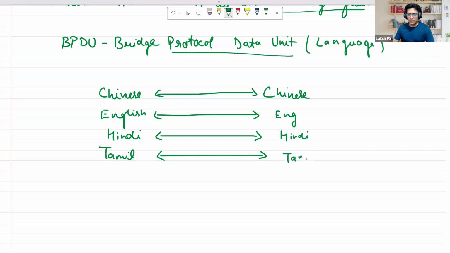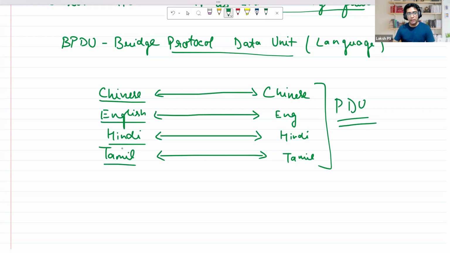Correct? So you can think of these languages as PDU, which is Protocol Data Unit. Imagine Chinese language as one protocol, English as one protocol, Hindi as one protocol, Tamil as one protocol. So there are different protocols in networking, which we will learn later in the course. All these protocols speak their own language, and in that language they share each other's information.